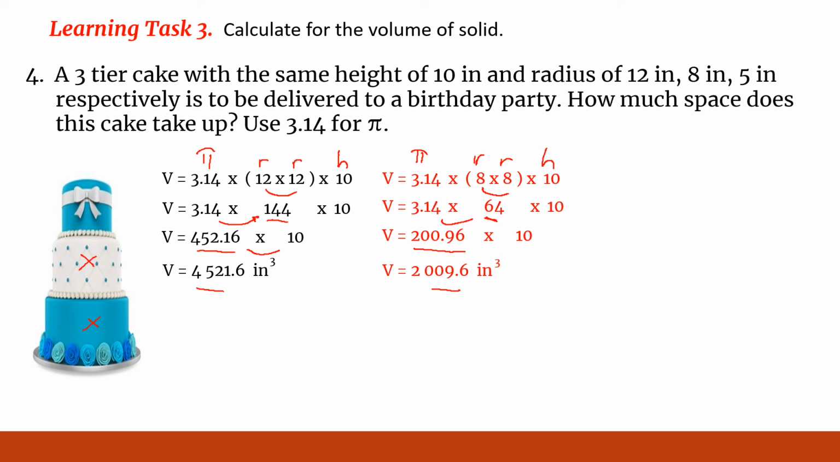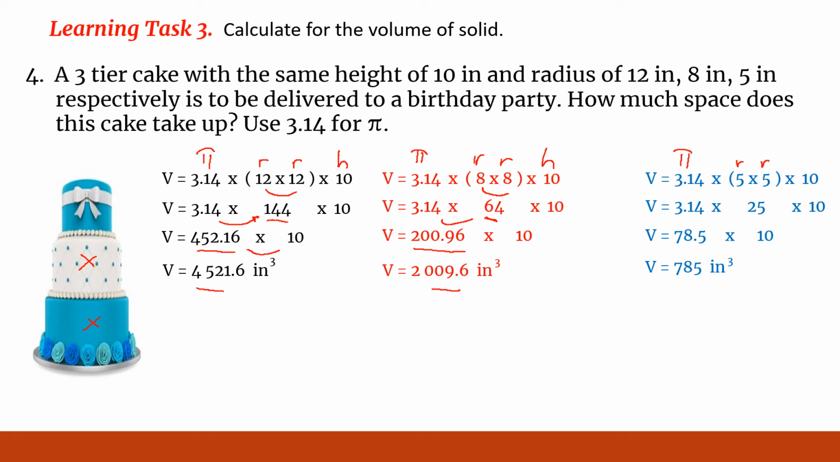Okay? Next, we have another radius, 5 inches, pero same height still, di ba? So that's why it is now 3.14 being the pi. And then ang radius natin ay 5, times another radius, okay? Kaya r squared ulit, then height still is 10. So 5 times 5 here, the answer is 25. And 3.14 times 25 will give us 78.5. And once multiplied by 10, the product is 785 cubic inches. At ito naman ang magiging volume nitong cake na nasa ibabaw.